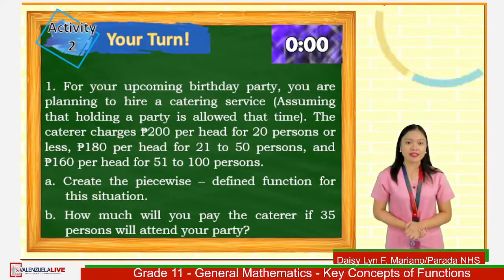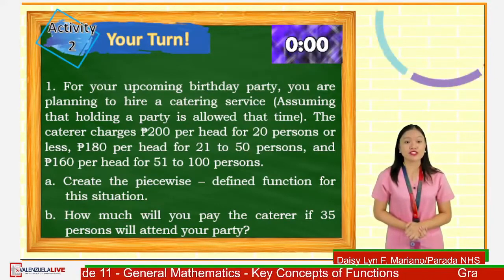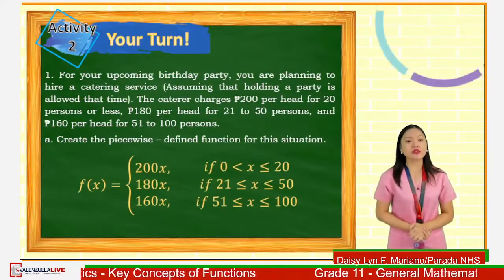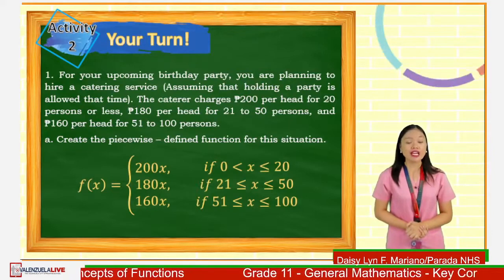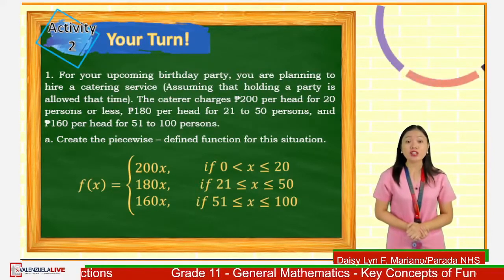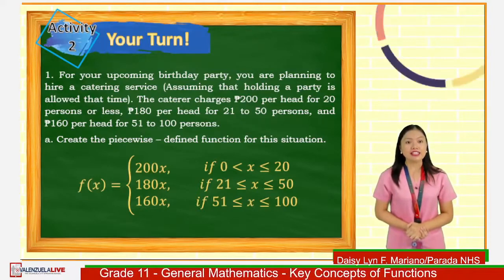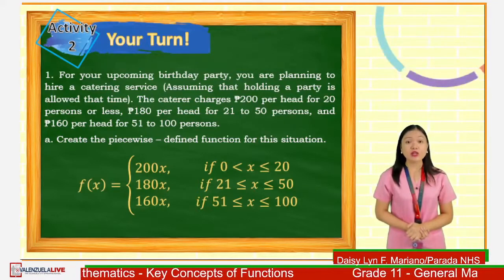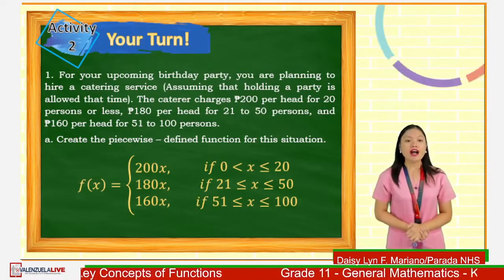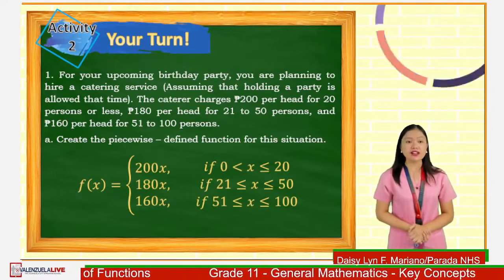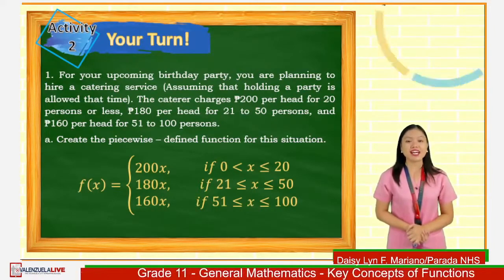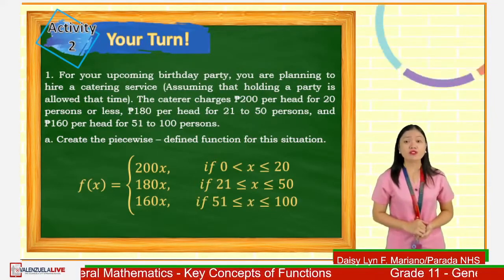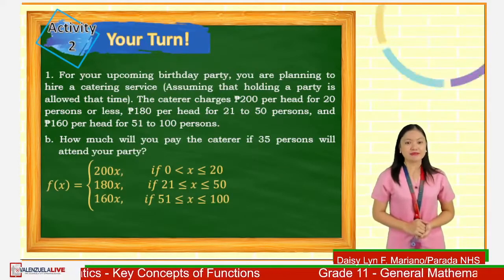For letter A, let x be the number of persons, and this should be the piecewise function. f of x is equal to 200x if x is greater than 0 but less than or equal to 20; 180x if x is greater than or equal to 21 but less than or equal to 50; and 160x if x is greater than or equal to 51 but less than or equal to 100. Did you get the same answer? I hope so. What about letter B?